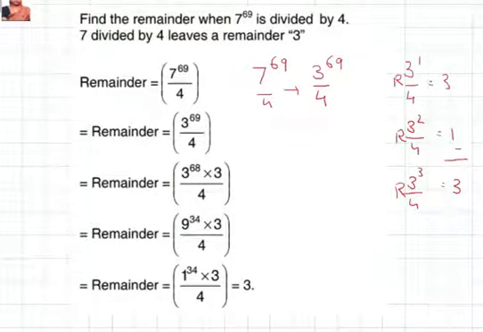Whatever you're getting here, this 3, as the powers are increasing, the base is going to repeat again and again. So therefore we are going to multiply every time into the base. So 3 into 3 is 9. 9 by 4, remainder is 1. 1 into 3 is 3. 3 by 4, remainder is 3. Again 3 into 3 is 9. 9 by 4 is going to be 1. So you can see it's a cycle of 2. Either it is going to be 3 or it is going to be 1. And also it's based on the power. So you can see that when the power is odd, it is going to be 3.